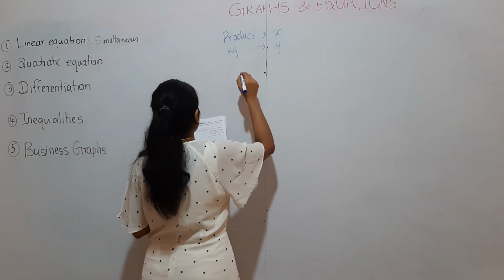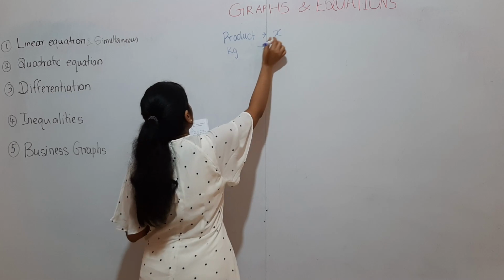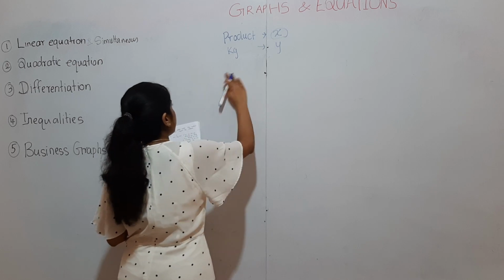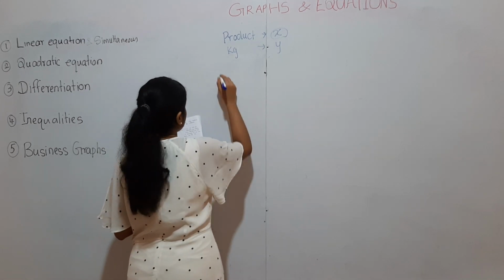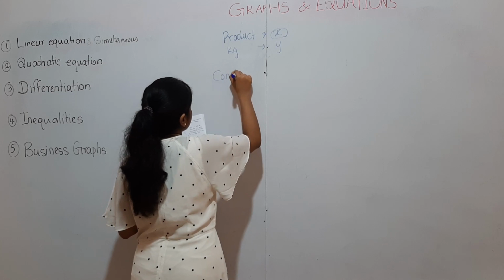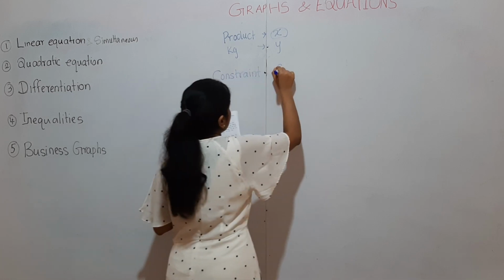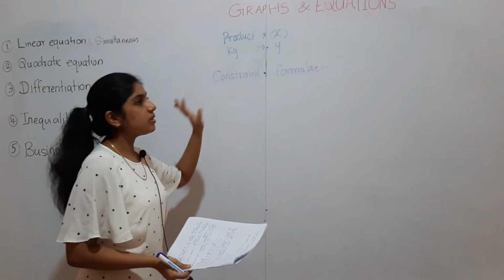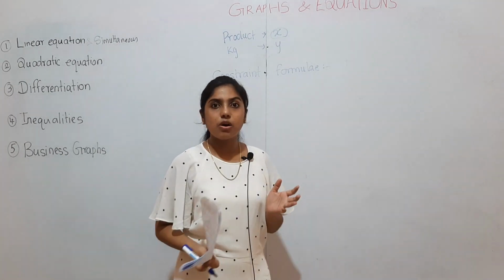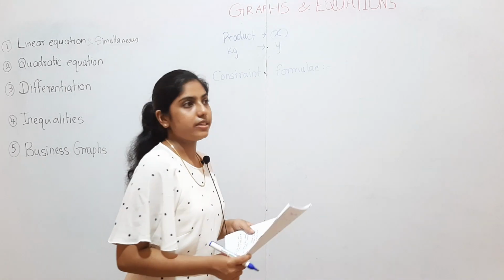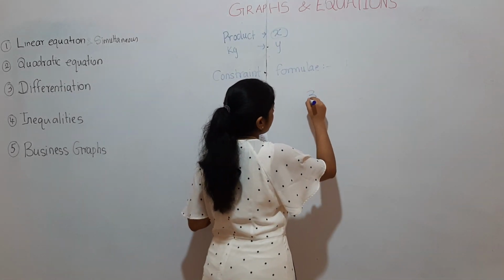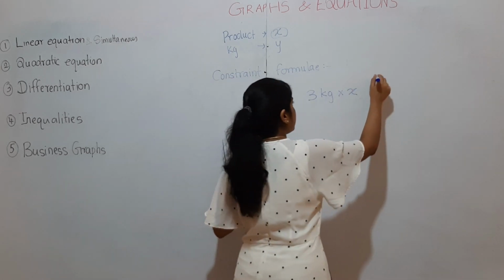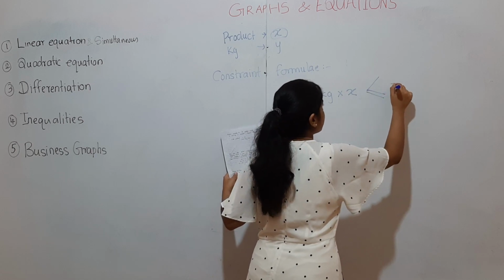So therefore, now let's only take x. What they want us to show is the constraint formula. Constraint formula means the limit of kilograms available. We have to show it in a formula way. How to show it is, we know that 3 kilogram multiplied by x quantity maximum will be less than or equal to 700 kilogram.